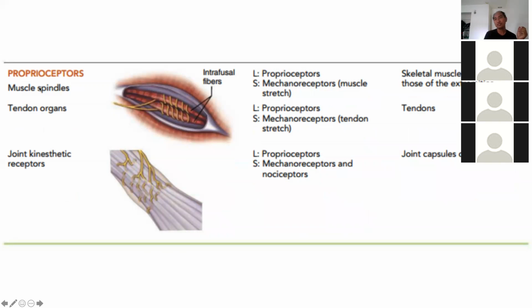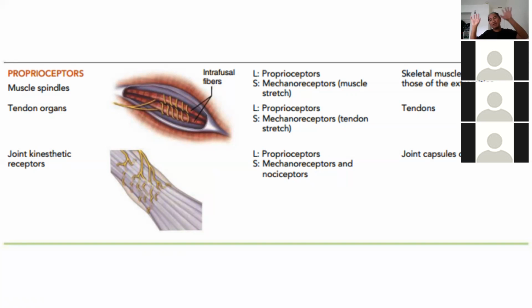Proprioceptors, we know proprioceptors. Where are they present? They will be present in the muscles and tendons. In the muscle, they will be present as muscle spindles, in skeletal muscle, particularly of those in the extremities. So location, they are proprioceptors, and structure, they are mechanoreceptors, muscle being stretched. Joint kinesthetic receptors are in the joint capsule, synovial membrane being touched.